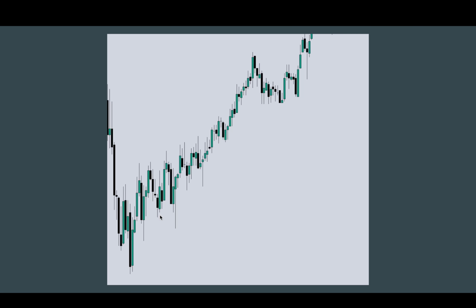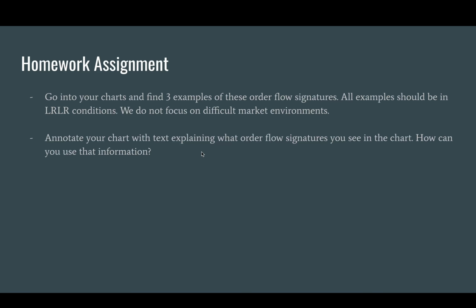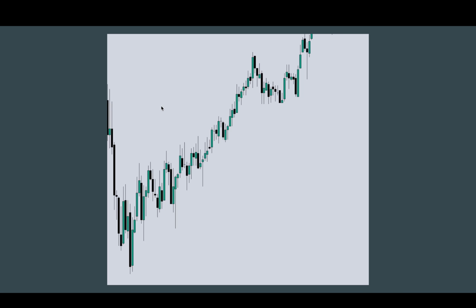So if you're paying attention and taking your notes from lecture 1, you shouldn't have gotten tripped up on that. Homework assignment: I want you to go into your charts and find 3 examples of these order flow signatures. All examples should be in low resistance liquidity run conditions. We do not focus on difficult market conditions. I don't even want you going into your charts finding examples from markets that look like this. Save yourself the time, because I don't expect you to want to trade market conditions like this.